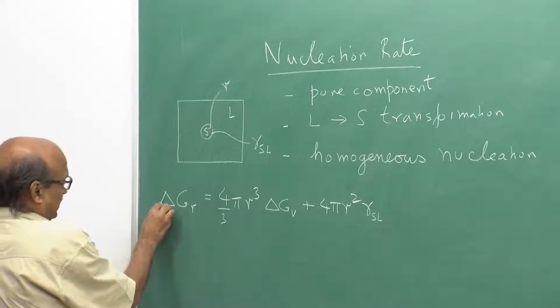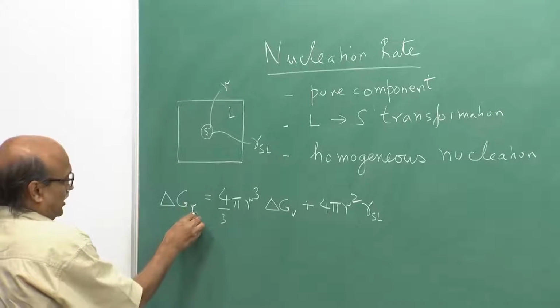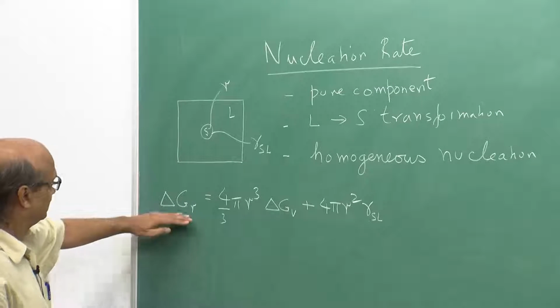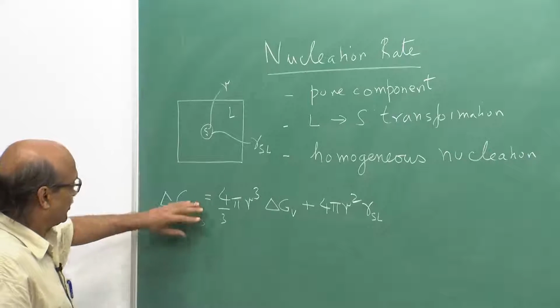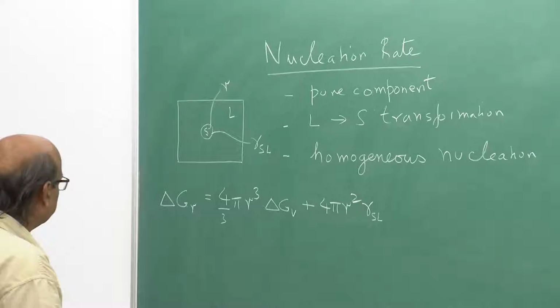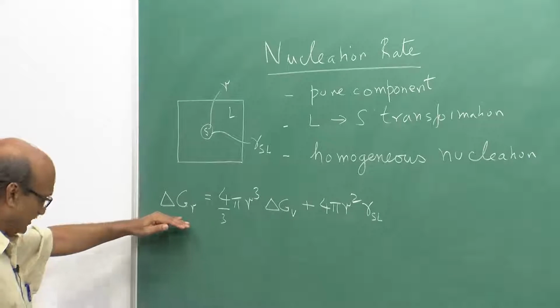I have made a little change: I have used the subscript r on the left hand side of this equation to show that the overall change in free energy is going to be a function of the size of the nucleus that is nucleated. So, I am calling it delta GR.